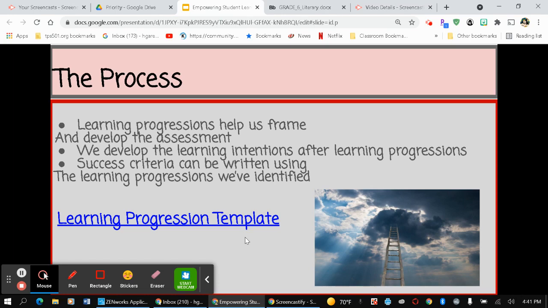Learning progressions are another idea for us: learning progressions help us frame and develop the assessment. We develop the learning intentions after learning progressions, and success criteria can be written using the learning progressions we've identified.